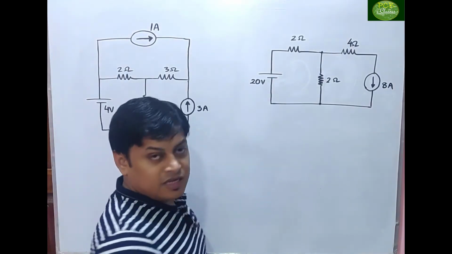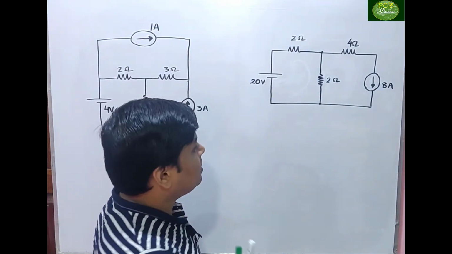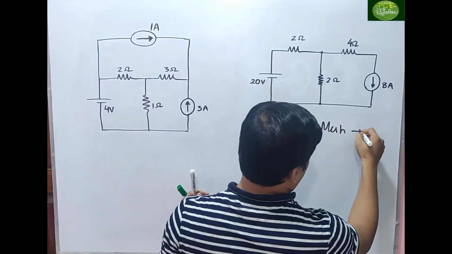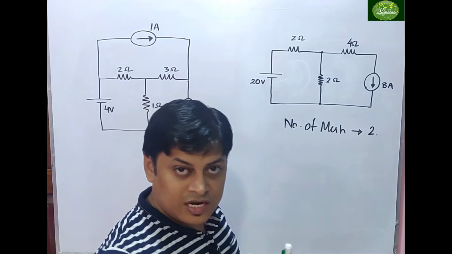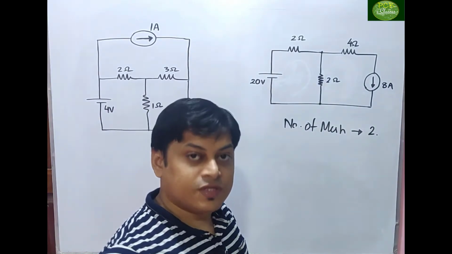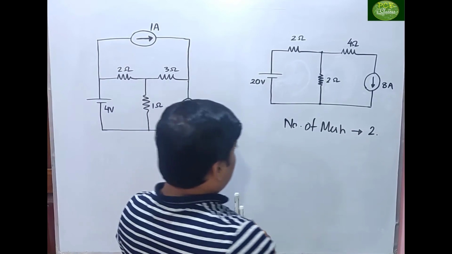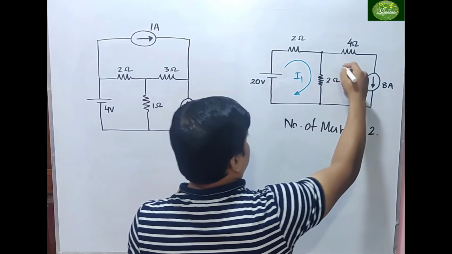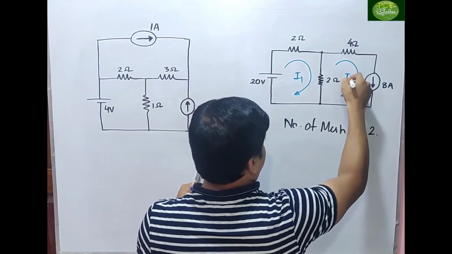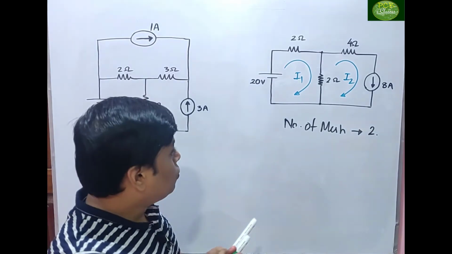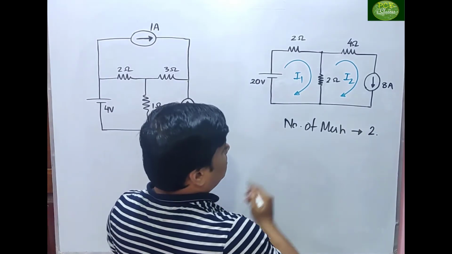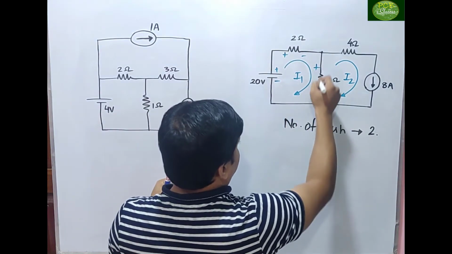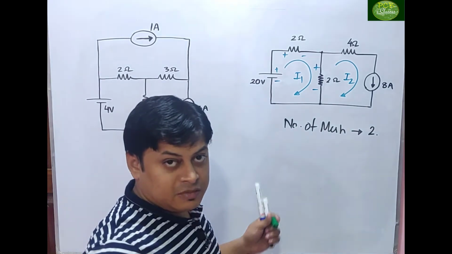Now, how many meshes are there? The number of meshes is 2. So how many mesh equations should we get? 2. Let's see how many mesh equations we are getting. So let us take this current as I1 and this current as I2. Clear? Two different currents I have taken. As per the mesh, I will take this one as positive, negative, with the current entering, positive, negative. Fine.